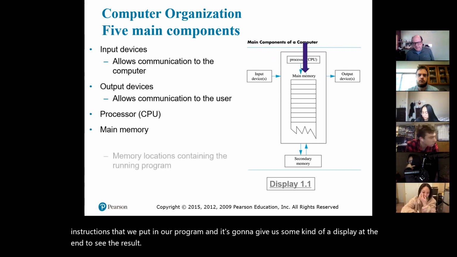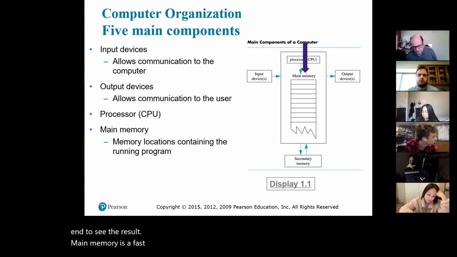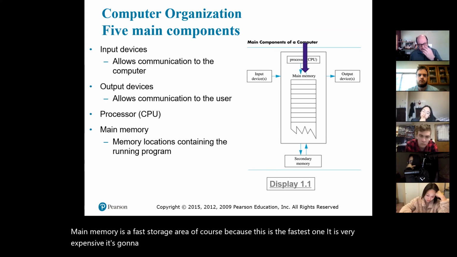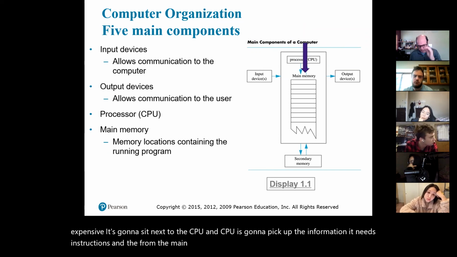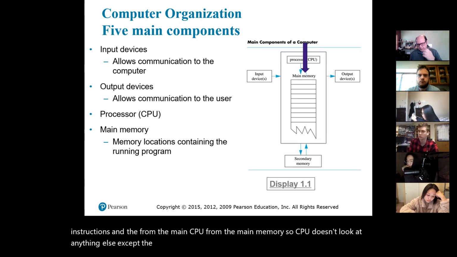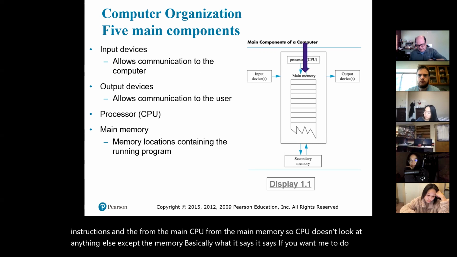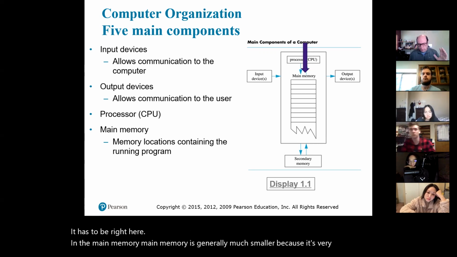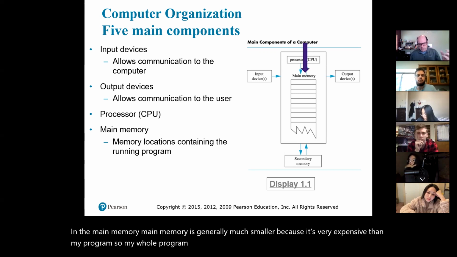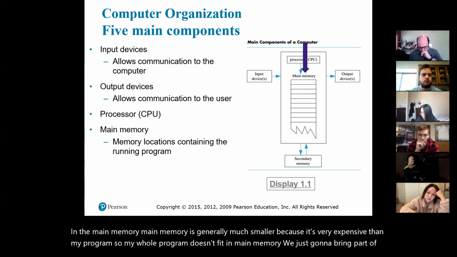Main memory is a fast storage area, of course, because it's the fastest one. It is very expensive. It's going to sit next to the CPU, and the CPU is going to pick up the information it needs, the instructions, from the main memory. So the CPU doesn't look at anything else except the memory. Basically what it says is, if you want me to do something, it has to be right here in the main memory. Main memory is generally much smaller than my program because it's very expensive. So my whole program doesn't fit in main memory. We're just going to bring part of my main program.